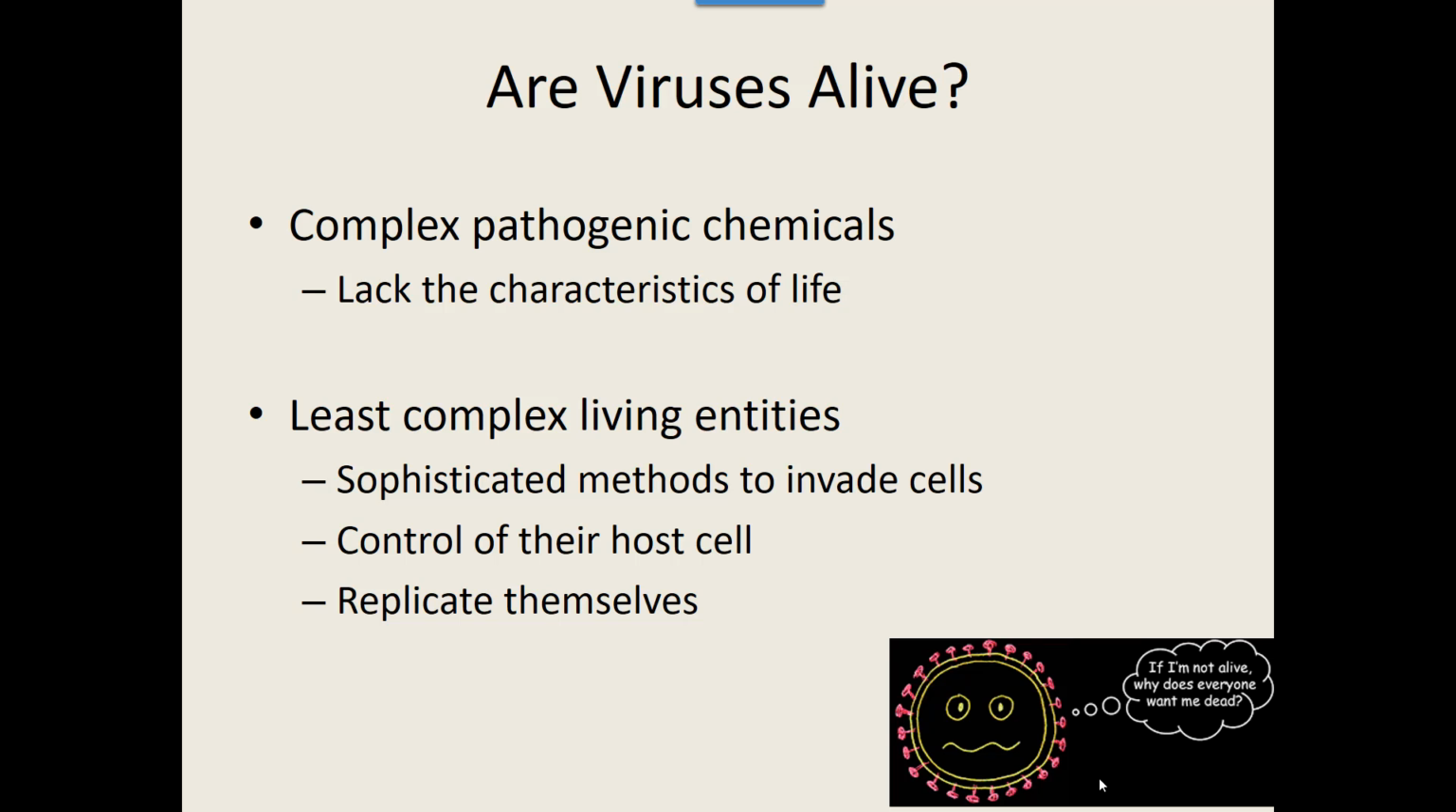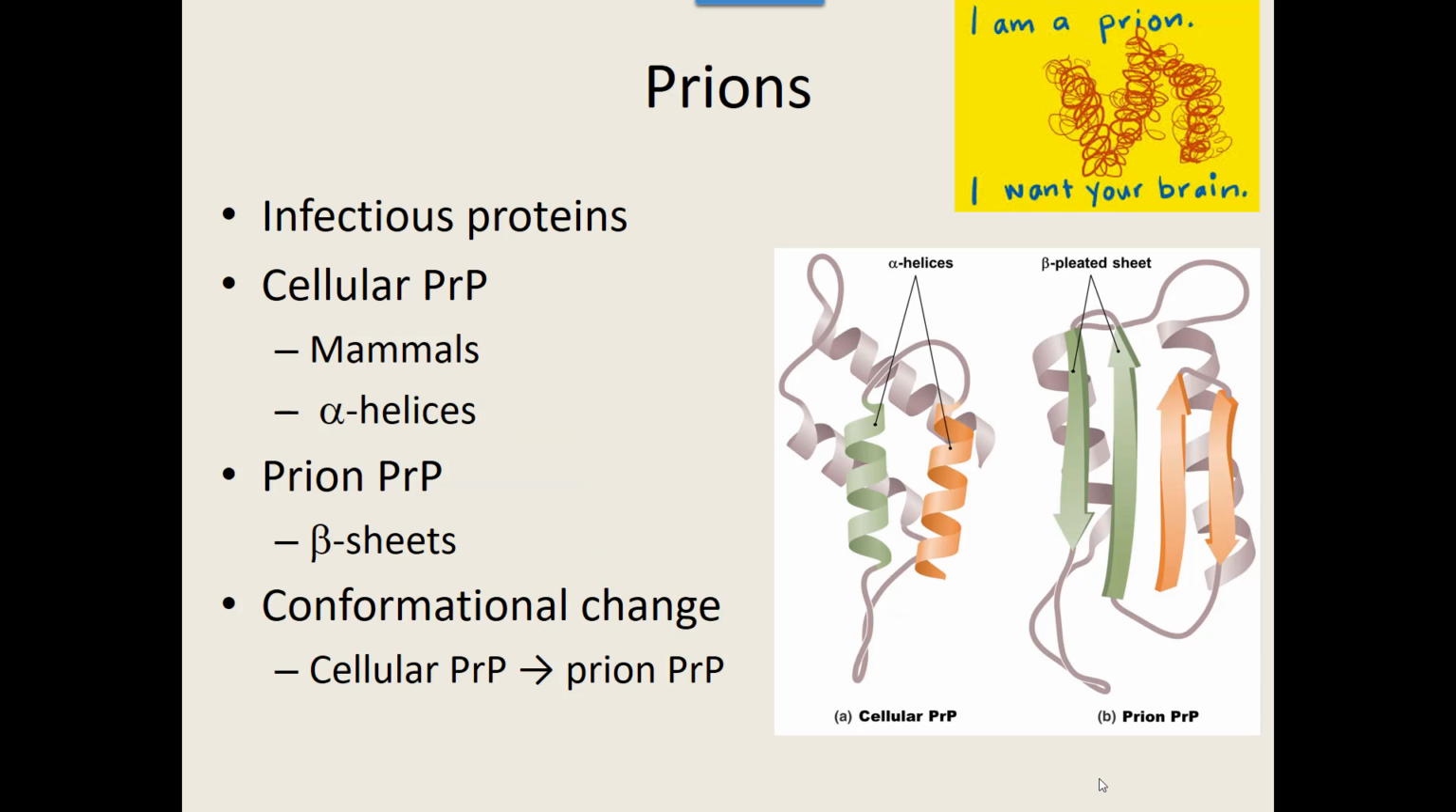Now, the other thing we talk about in this PowerPoint are prions. A prion is an infectious protein, so a protein that can cause disease. It's the main reason why we put it in with this chapter, because it's not alive, it's not a living cell, it is just a protein that's infectious.